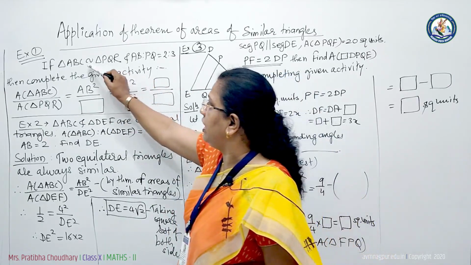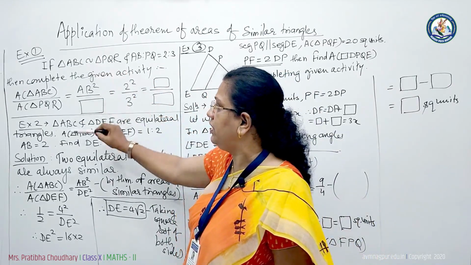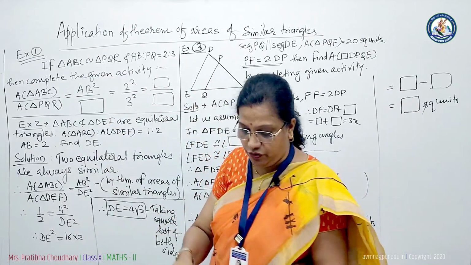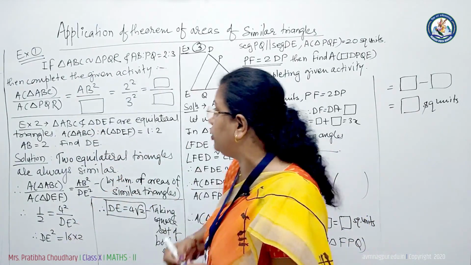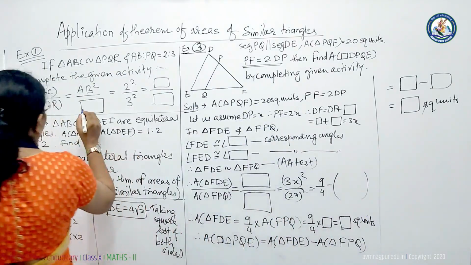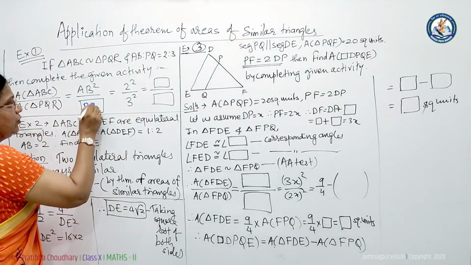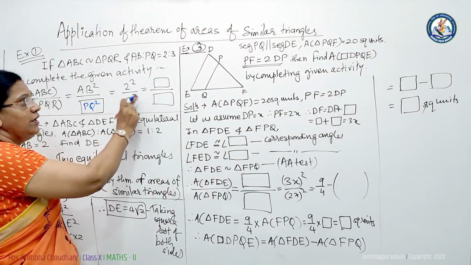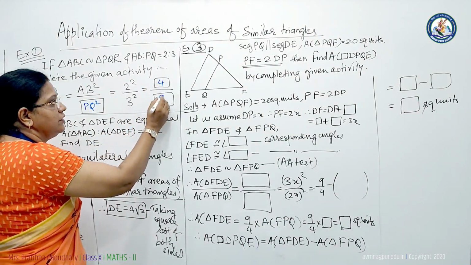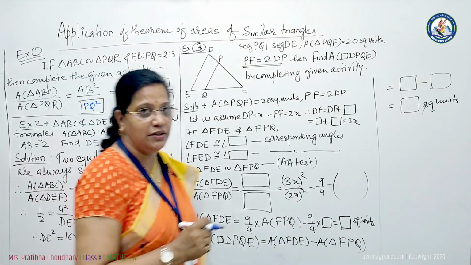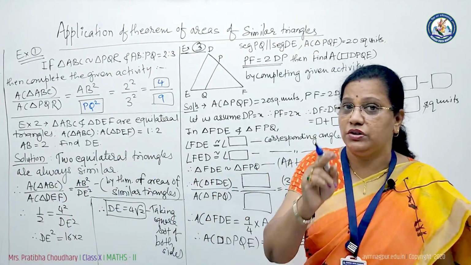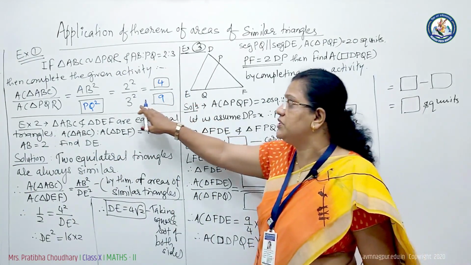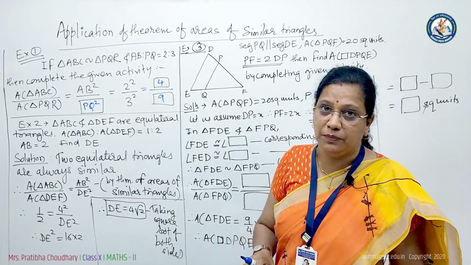Now you know that the triangles are similar, so it becomes quite easy for you to write down area of triangle ABC upon area of triangle PQR is equal to AB square upon PQ square. Which side will be corresponding to that? PQ square. This is 2 square upon 3 square. 2 square is 4 and 3 square is 9. This completes the activity. Here you have used the theorem of the areas of similar triangles. Without that, it was not possible to complete the given activity.